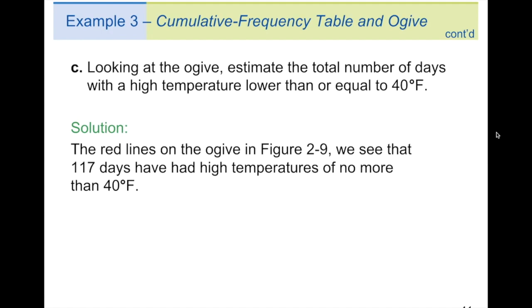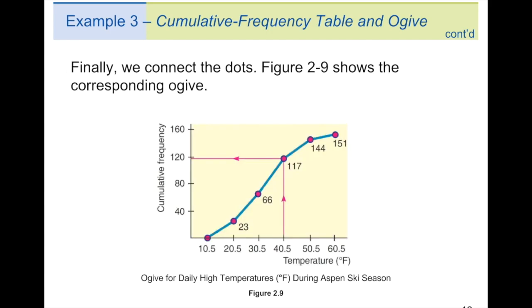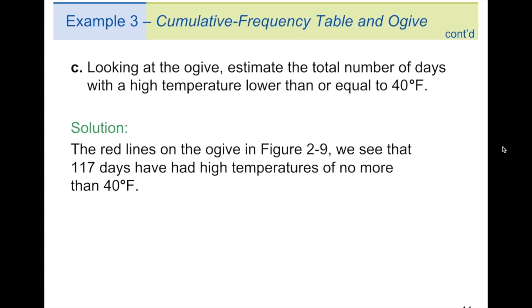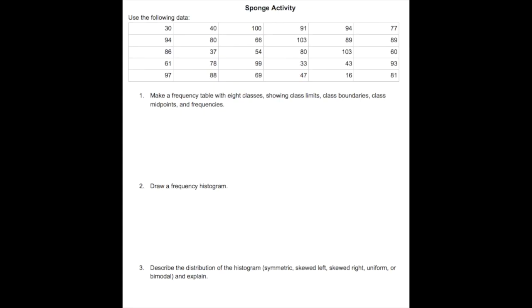Looking at the ogive, estimate the total number of days with a high temperature lower than or equal to 40 degrees Fahrenheit. Well, if you see 40 degrees Fahrenheit, this was 40.5, so the limit went to 40, so up there went to 117. So the answer's 117. So we see that there's 117 days that have had high temperatures of no more than 40 degrees.